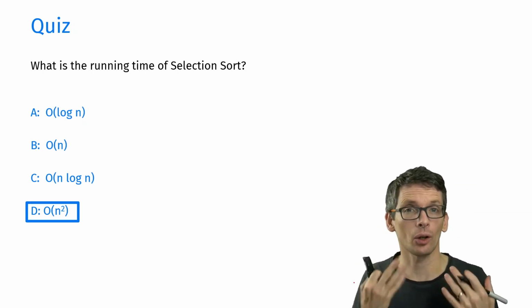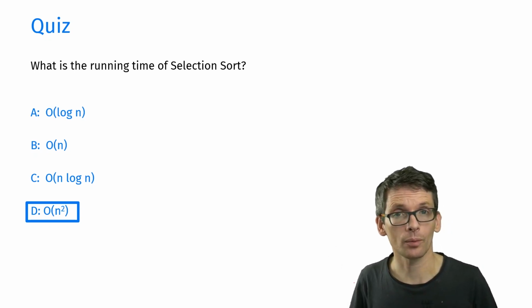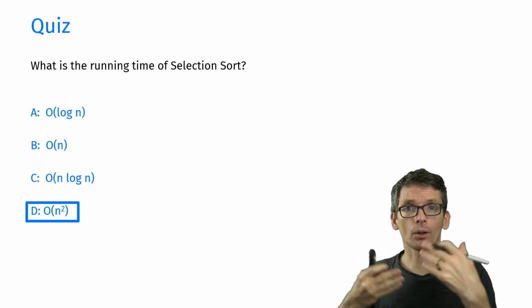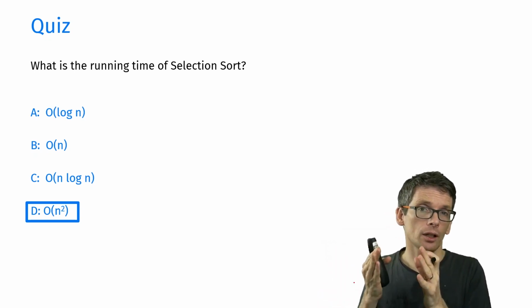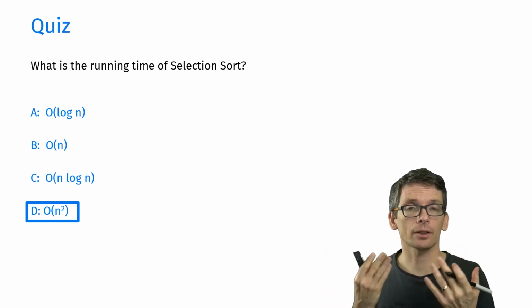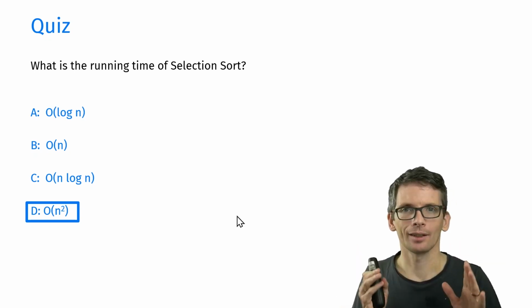The correct answer is order n squared, and you can see this simply by going through the algorithm line by line, summing up according to the loops, and then essentially you end up with an arithmetic sum, or arithmetic series, and this gives you then order n squared.